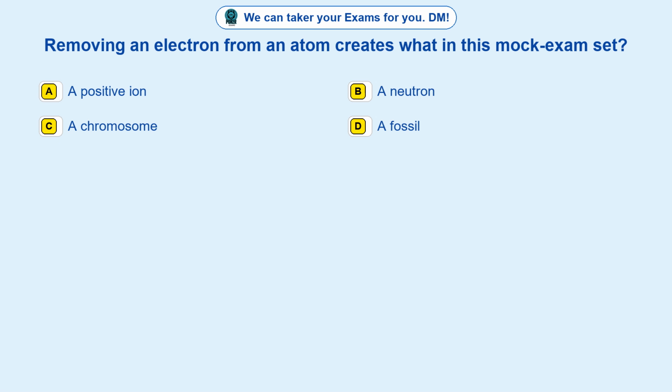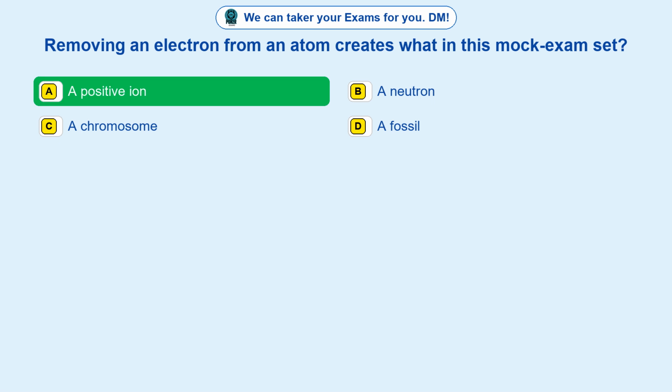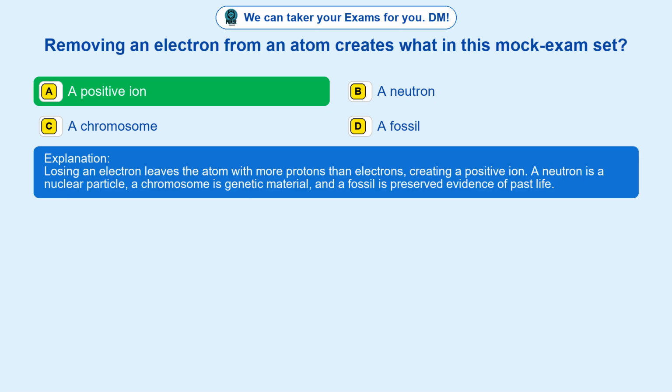Question 49. Removing an electron from an atom creates what in this mock exam set? Option A. A positive ion. Option B. A neutron. Option C. A chromosome. Option D. A fossil. The correct answer is option A. A positive ion. Losing an electron leaves the atom with more protons than electrons, creating a positive ion. A neutron is a nuclear particle, a chromosome is genetic material, and a fossil is preserved evidence of past life.